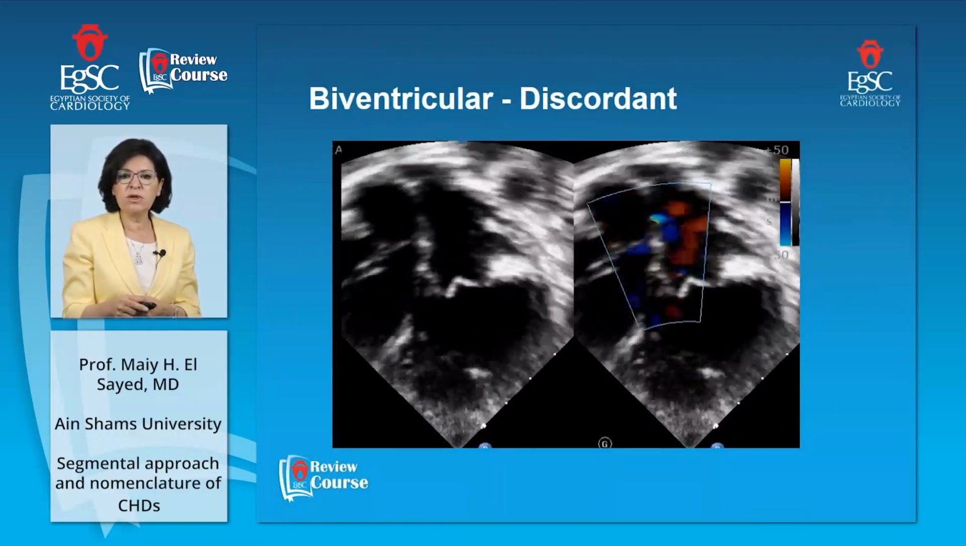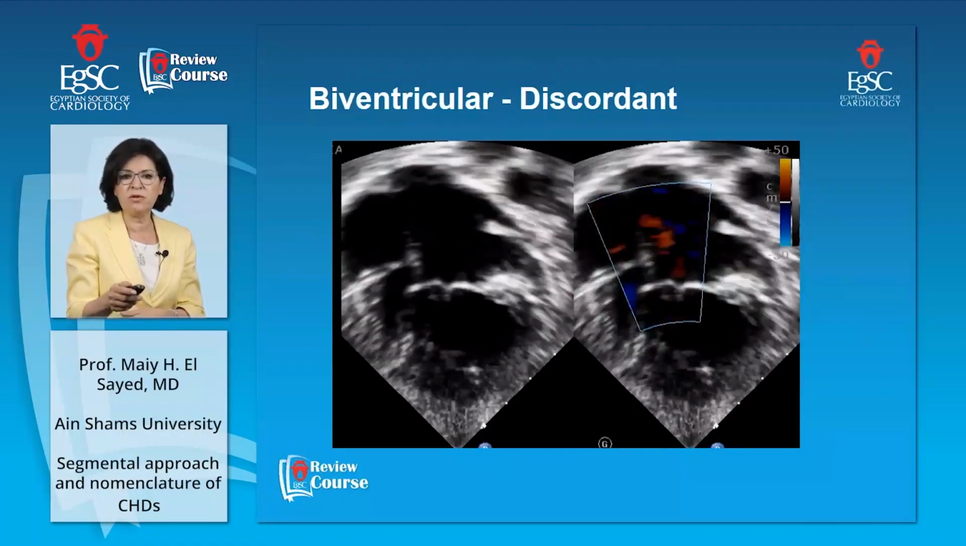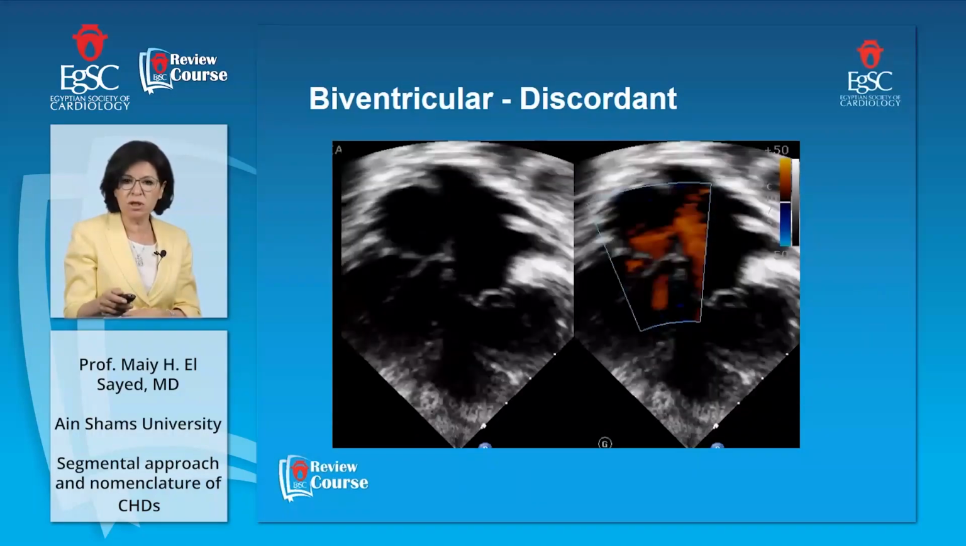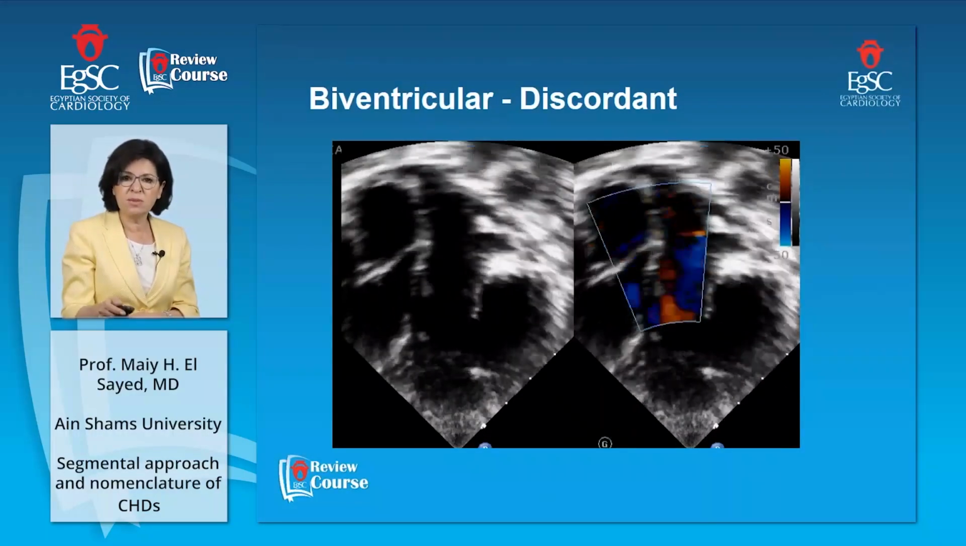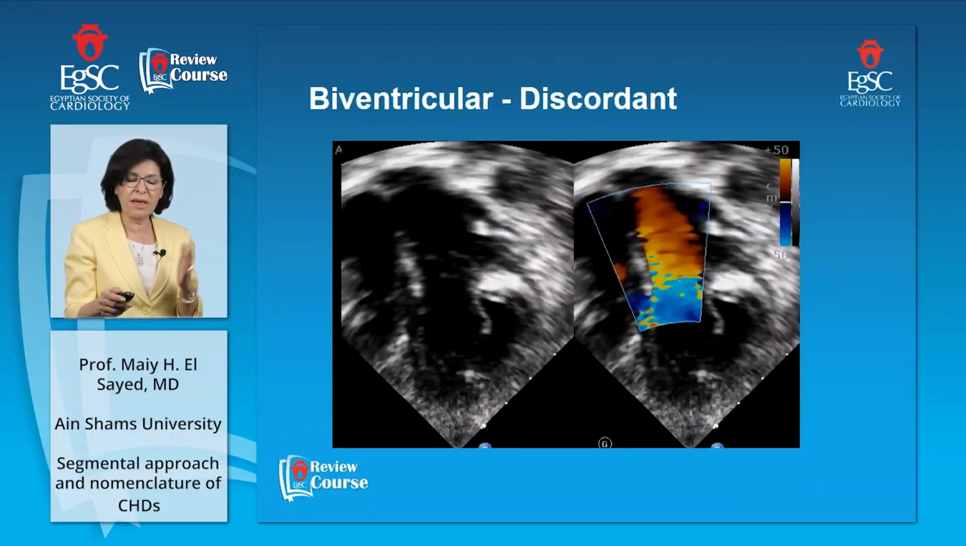This is discordant, but you can see here that it is completely the opposite. On the left side, you have the left atrium connected to a morphologic right ventricle. Note that there is some septal attachment. And on the right side, you have the right atrium connected to a morphologic left ventricle, and this is a discordant connection.